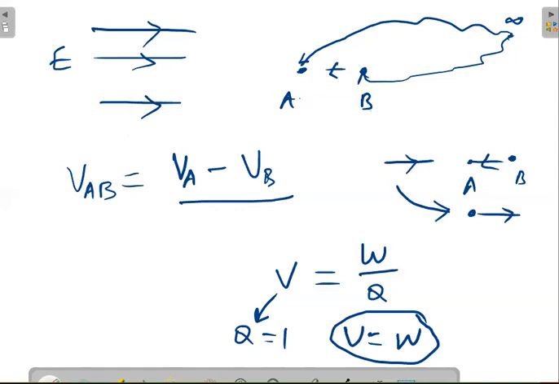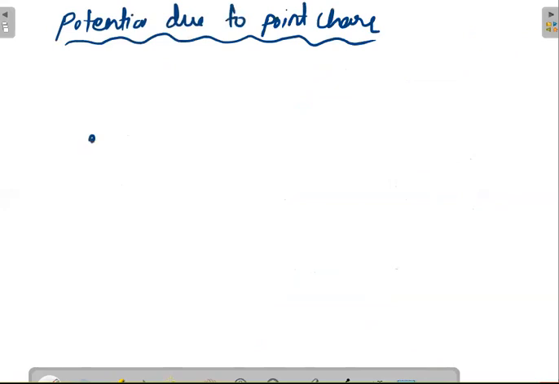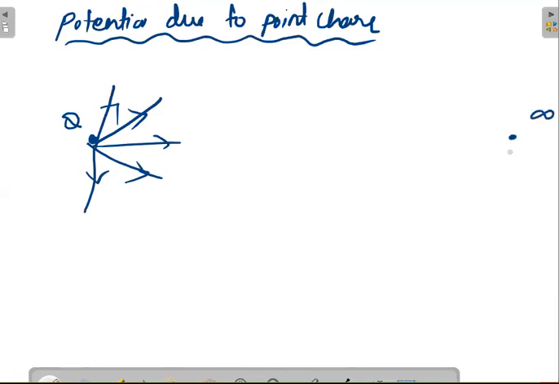Now, the next case: what is the potential due to a point charge? This is the point charge, and it has charge Q. The electric field will be radially outward. I am taking the field in the right hand direction only, but in reality it will go in all directions. Now I am at an infinite point, and from infinity I want to come to a point at distance R.